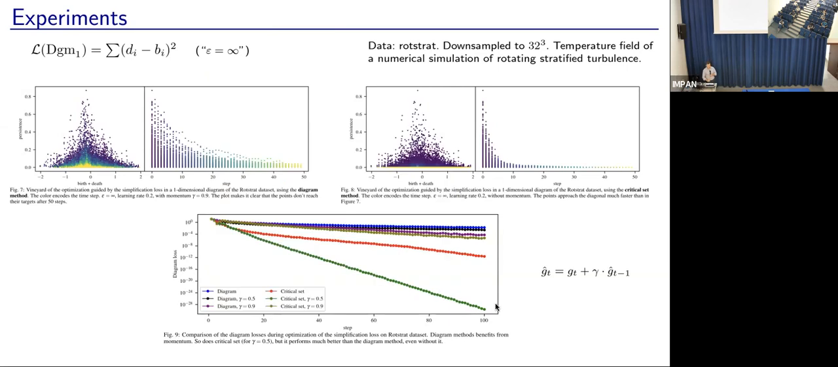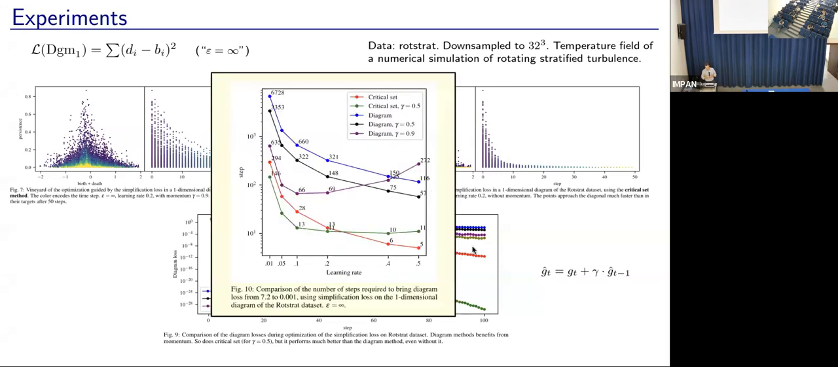Yeah. So in the previous diagram here, the yellow line is the high momentum critical set. Right. So good eye. I don't have much to say, other than the fact that momentum is crucially important for the diagram loss, but for the critical set method, if you crank it up, it starts overshooting, right? Because the critical set already tells you where to go. And if you maintain too much of the momentum from the previous step, it just hurts you.